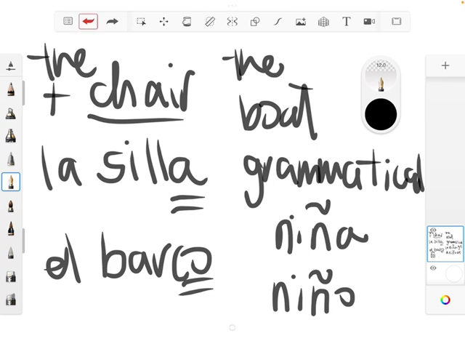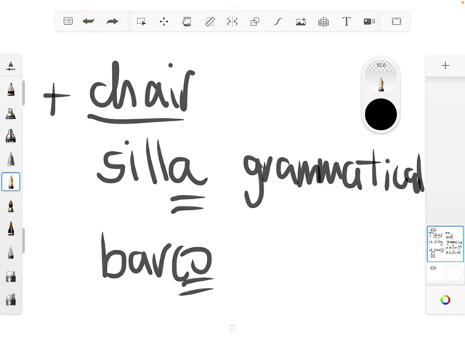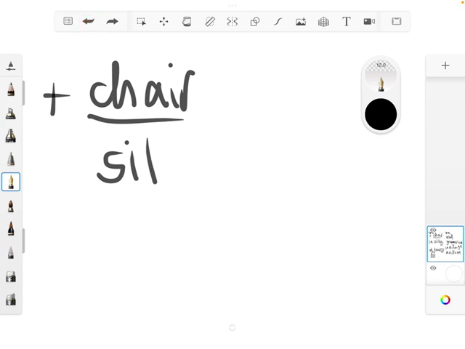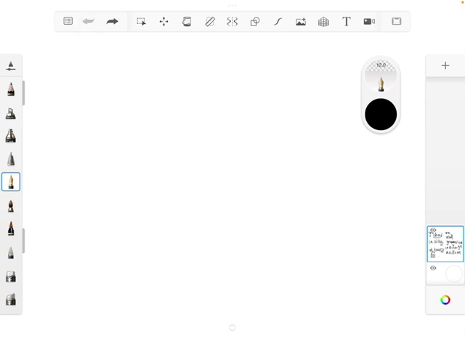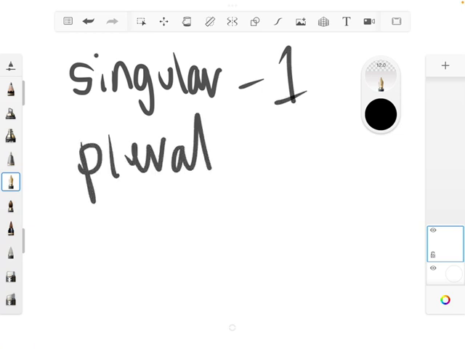So I mentioned the gender already. One other thing that I want to mention really quickly while I'm erasing all this is that all nouns also have number, okay? They're either going to be singular, which means just one, or plural, which means there's two or more.